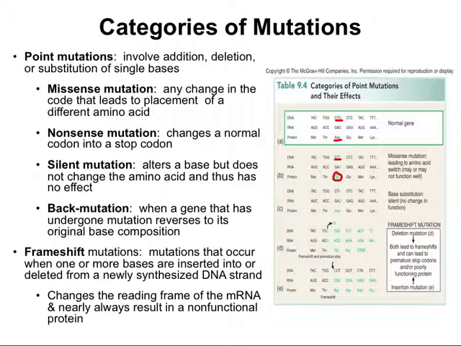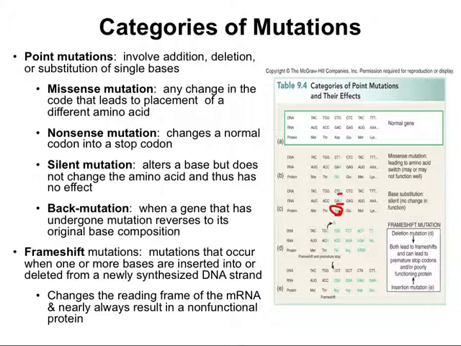This is where the changes cause a normal codon to become a stop codon. Then a silent mutation might offer a base change where the original G is turned into an A, and that results in a different triplet code on the RNA. However, it does not change the amino acid in the chain, so this is a silent mutation.